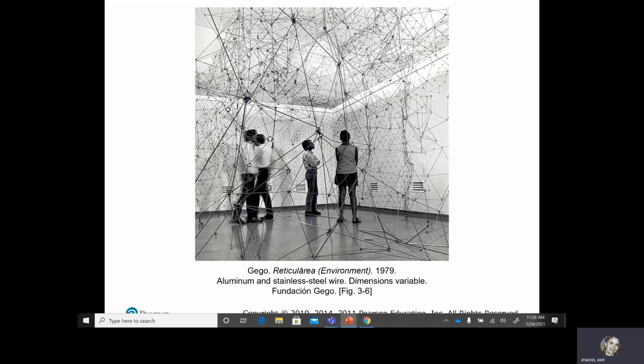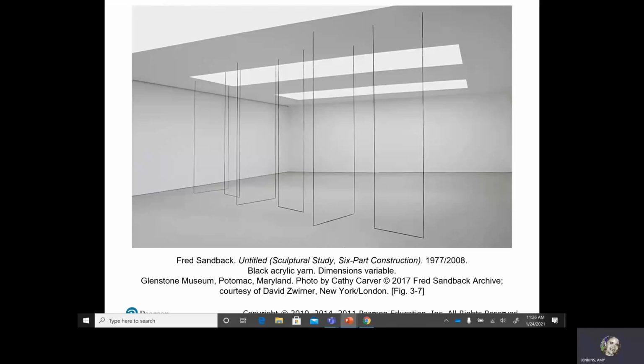This has lots of degrees of line, very chaotic looking, very energetic. And this one is a lot more calm. These lines depict space.